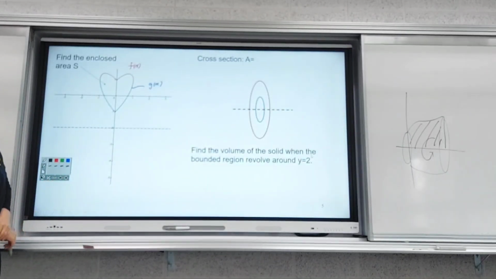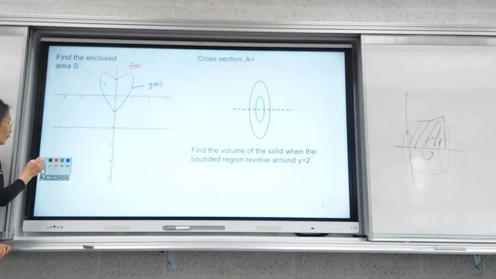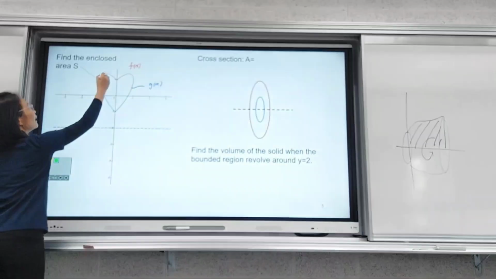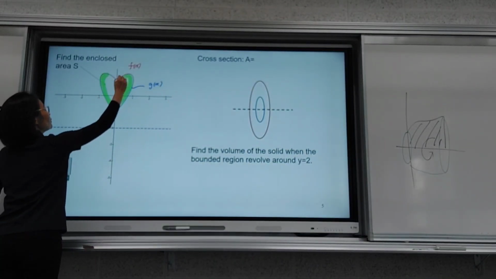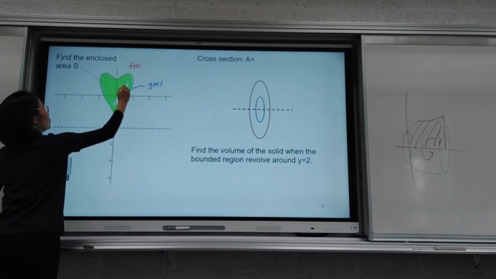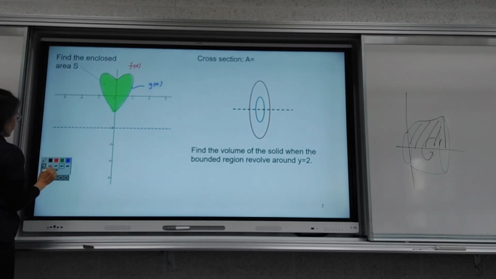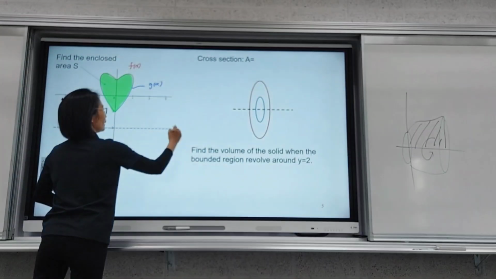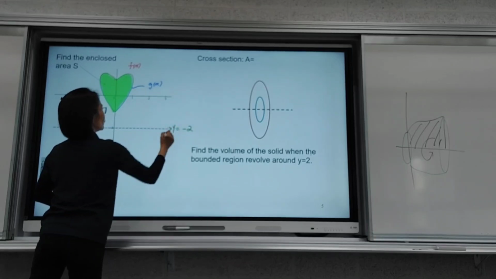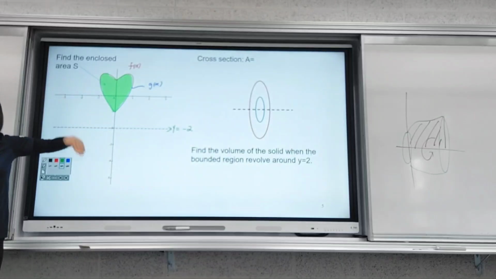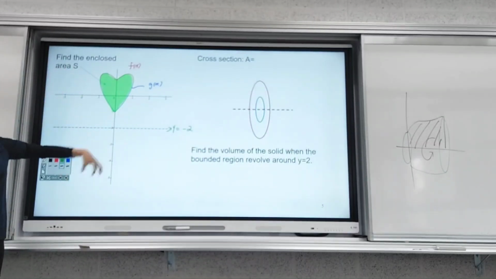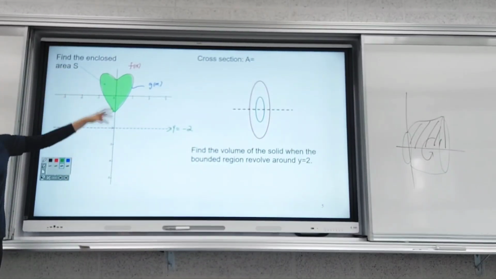This is the area we want to shade and revolve around a horizontal line, which is y equals to, what is the line? y equals -2. We want to take this and go around y equals -2 and see what solid of revolution will form.